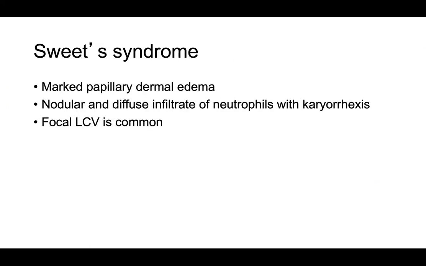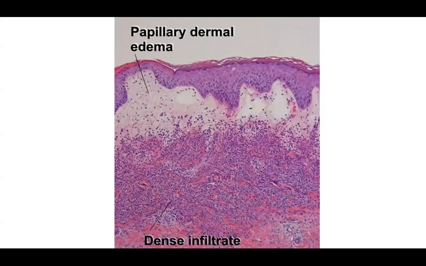Sweet syndrome. So in a pure Sweet syndrome, a non-ulcerated lesion, if you go to a juicy, what we call juicy lesion, which has an intact epidermis on top of it, and you biopsy that, you should see marked papillary dermal edema, as well as nodular and diffuse infiltrates of neutrophils with karyorrhexis, and focal LCV, which is common, but that's not the primary pathology. LCV is not the primary pathology from an immune-mediated standpoint. So this snapshot is classic for Sweet.